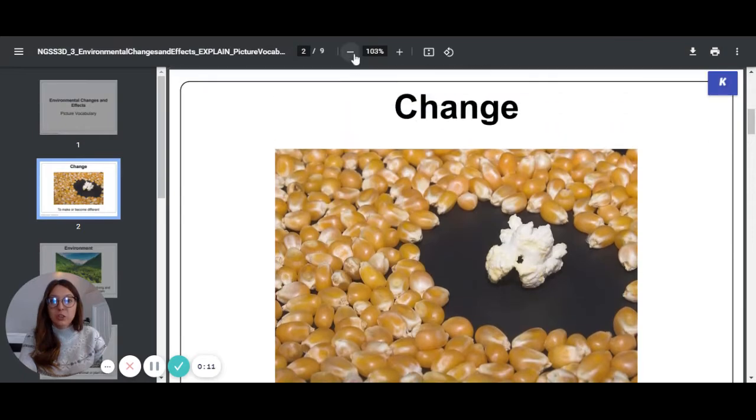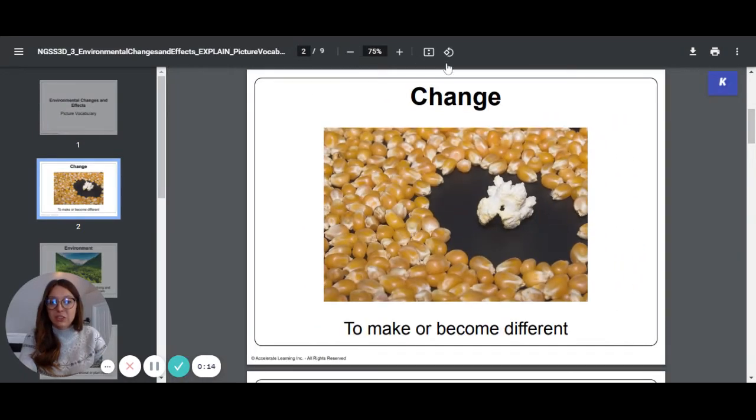Our first word is the word change. Say the word change. Good. Let's spell it. C-H-A-N-G-E, change. Change just means to make or become different. So you can see in the picture there that popcorn kernel has changed to become the popcorn you usually eat if you're at the movie theater, right? It underwent a change. It became different. So in this topic, we're going to be learning about how environments sometimes change and the reasons why they change.